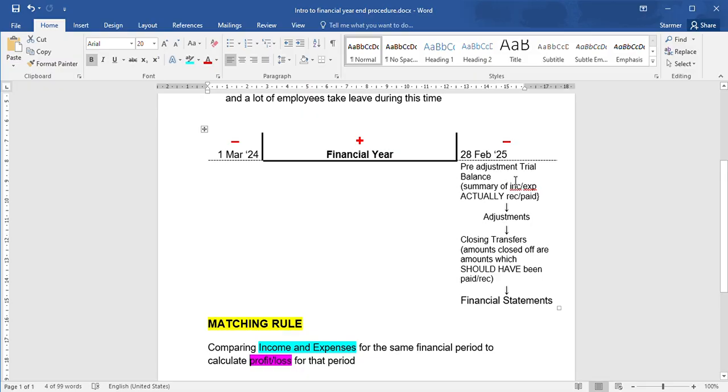So the trial balance here has got everything that's paid or received. It doesn't care whether it's for last year, this year, or next year. We make adjustments so that when we close off the accounts, we are closing off the income and expenses that should have been paid or received, so that we can compare those income and expenses for the same financial year to calculate profit or loss for that same financial year.